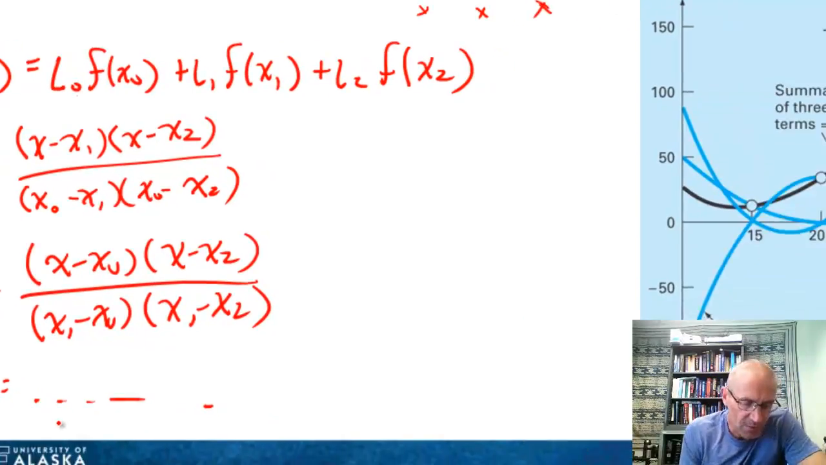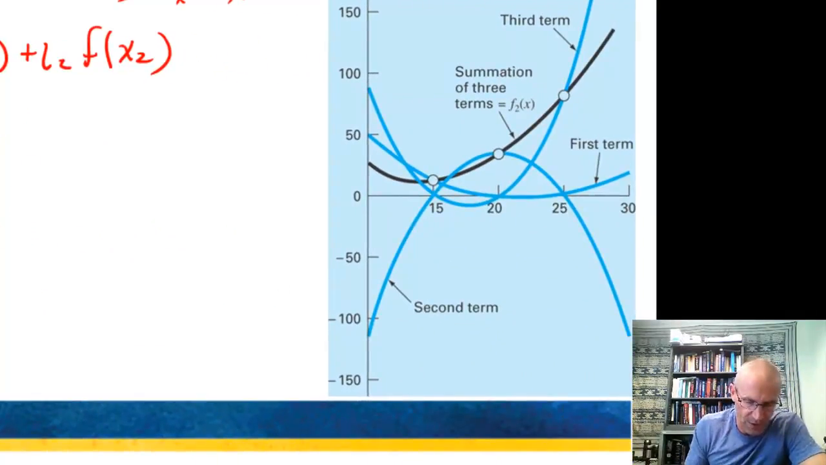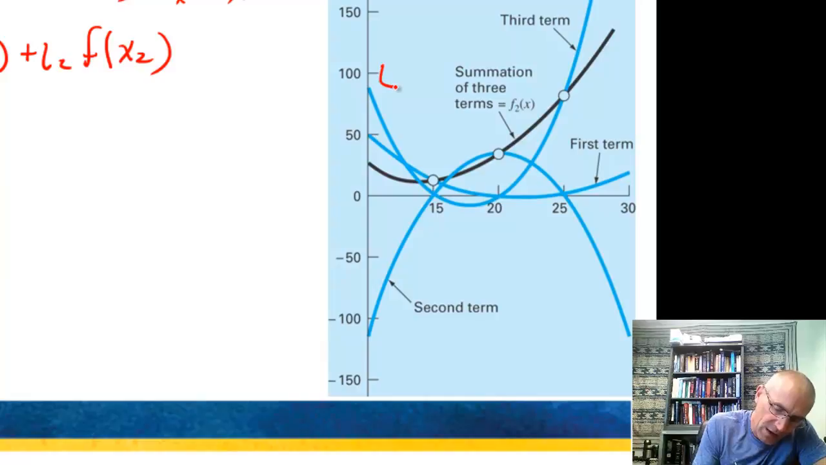Okay? So effectively, if we look at this figure over here on the right-hand side, what you're doing is taking these three functions that are these L values, like L0, L1, and L2. And those are those light blue lines. And then I'm adding all three of them together.